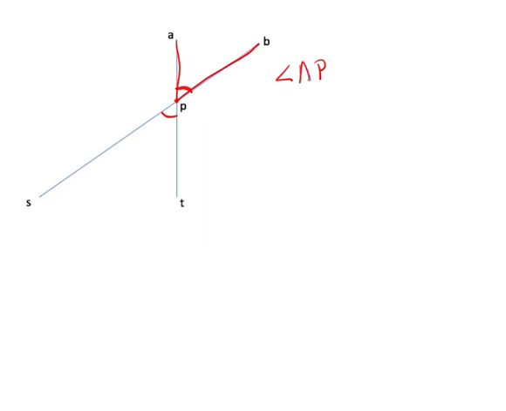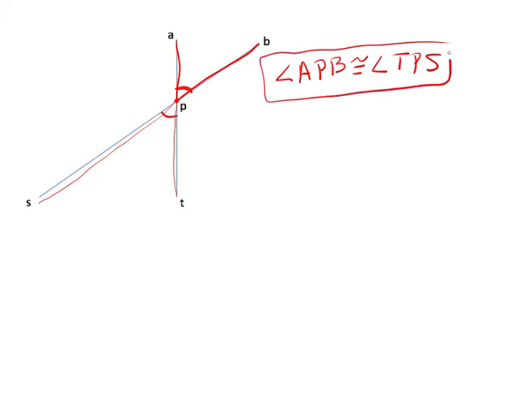So I'm going to write A, P, B is congruent to angle, and then I'll put the other one down here, T, P, S. So the P is in the middle, the point of intersection where those lines come together to make that angle is in the center, and then T, P, S. And that's how we name the specific vertical angles that are congruent. And that vocabulary word was vertical angles.